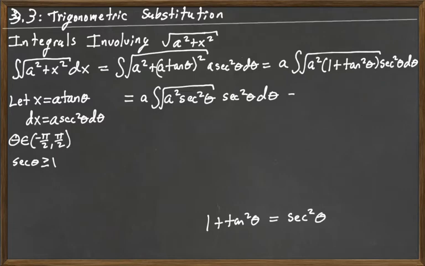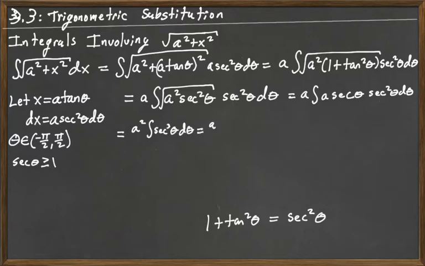so let us continue. So that is going to be a integral of a secant theta times the secant squared theta d theta. Slide out the a, and we got a squared secant cubed theta d theta. And in a previous video, I believe, possibly in the trigonometric integrals, I think it might be in the second video where we do the integral of secant cubed. And that requires integration by parts, and it's a little bit of an involved integral.